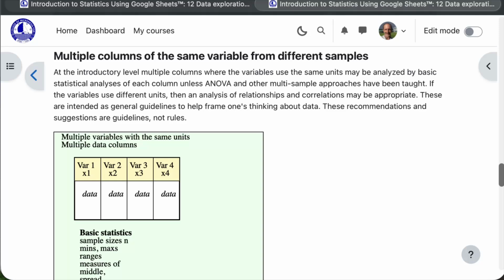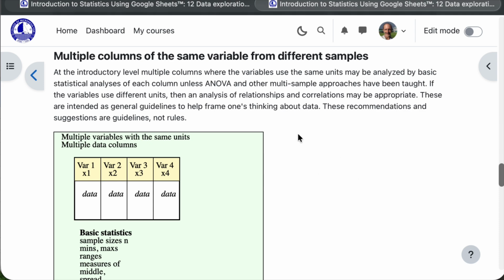In this video, I want to look at how to handle multiple columns that have the same variable from different samples. And typically what we'll be looking at is whether or not there is a statistically significant difference between and among the different samples, whether some samples are statistically significantly different than the others in terms of their sample mean. And what we're really looking at is whether or not the population means for the samples would be different population means or the same population mean.